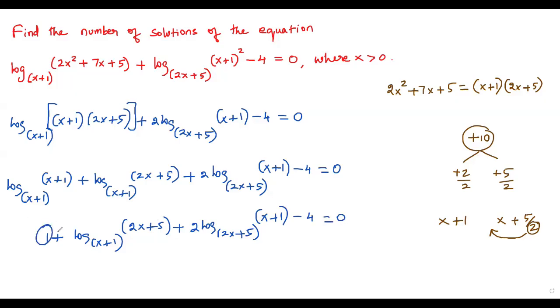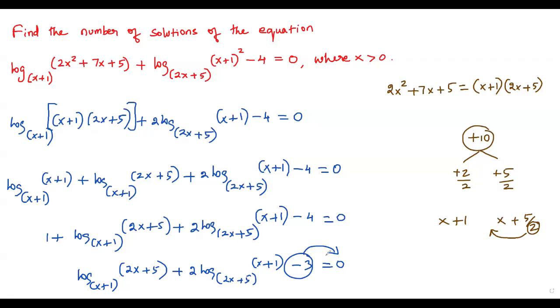Okay, here I can combine the numbers +1 and −4. Then I'm getting log base x+1 of (2x + 5) + 2 times log base 2x+5 of (x + 1). When I combine this +1 and −4, I am getting −3 = 0. In my next step, I'll move this −3 to the right side of the equation. When I do so, it will become +3 on the right side.